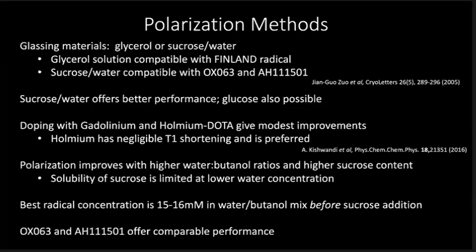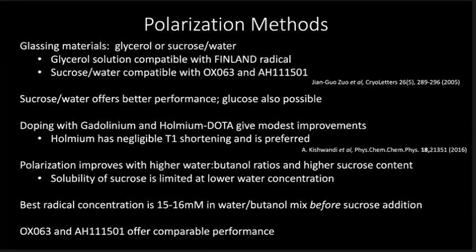The first thing we're going to do is hyperpolarize this stuff. We're going to do it by dynamic nuclear polarization on a HyperSense polarizer. Basically you need to glass it and freeze it with a radical. To get it to glass, you need to make it somehow a viscous solution. People sometimes use glycerol. In our case, we found that a sucrose-water combination was actually superior. The radicals go by these crazy trade names, OX63 and AH111501. It doesn't matter which one we use as far as we can tell. Either one of these is fine.